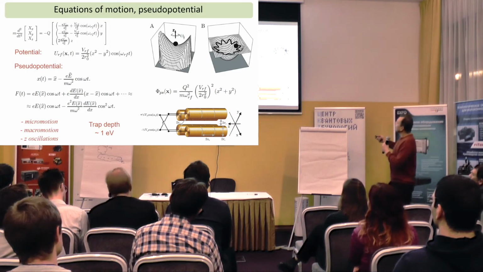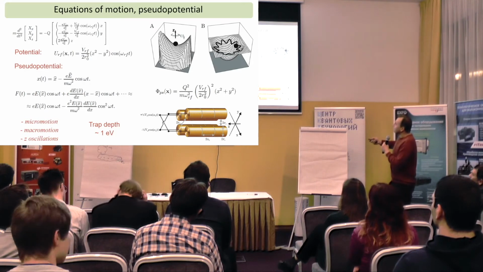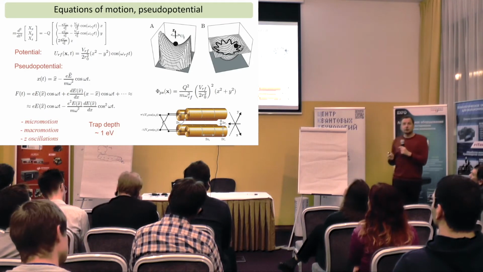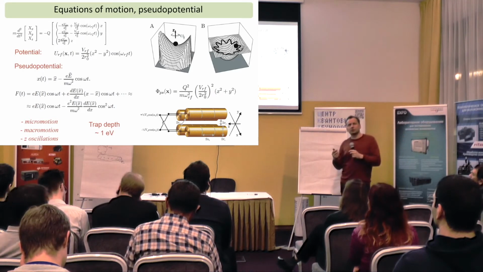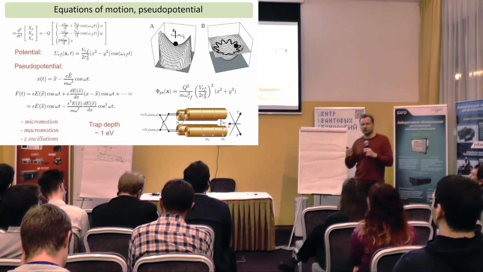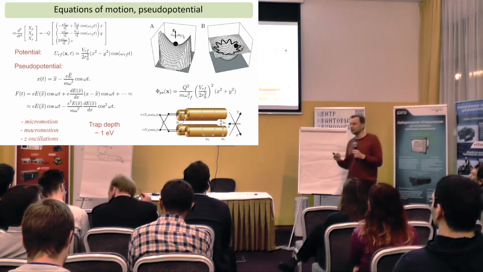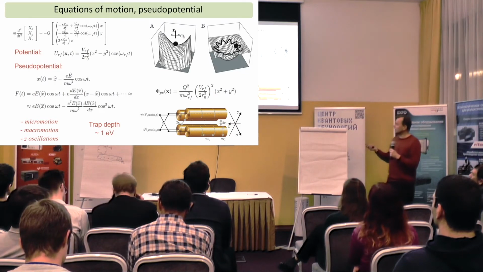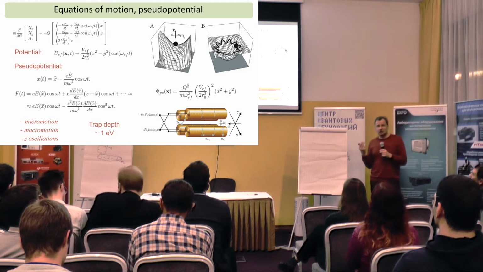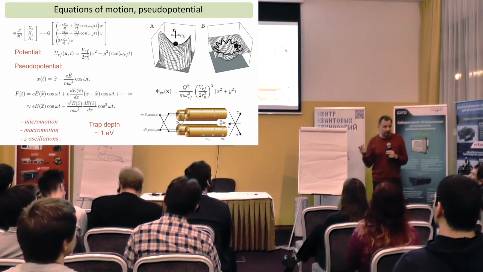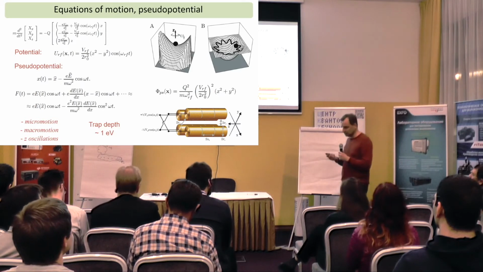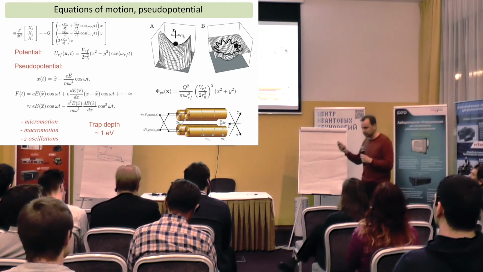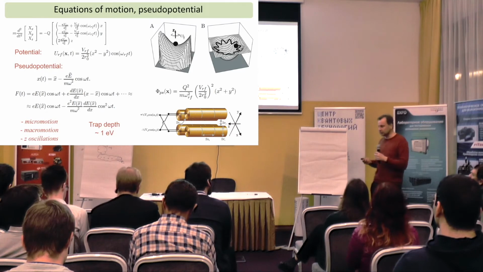So generally, trap depth is about 1 electron volt, which is huge. If we talk about temperatures, when we work with neutral atoms, temperatures are typically millikelvin, microkelvin, and so on. But here, one electron volt is 10,000 Kelvin generally. So we can really trap very, very hot particles from electron beams from different sources.